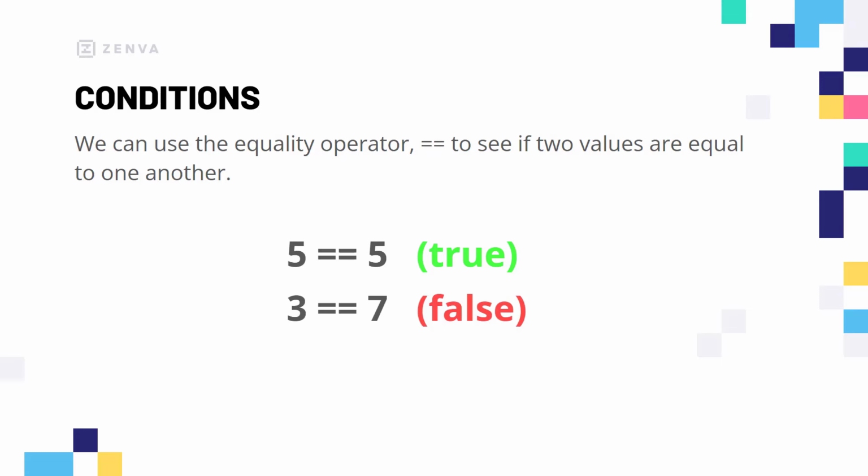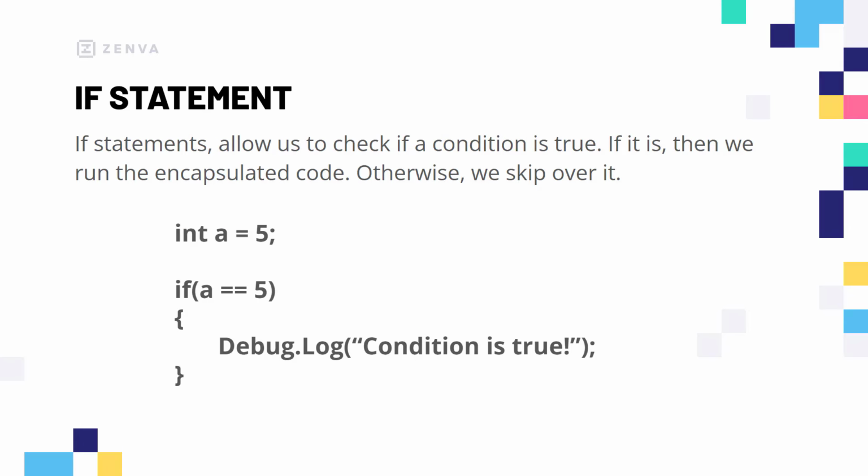Now, with these statements, we then plug them into things that are known as if statements. If statements allow us to check to see if a condition is true. If that condition is true, then we run the encapsulated code. Otherwise, we skip over it.